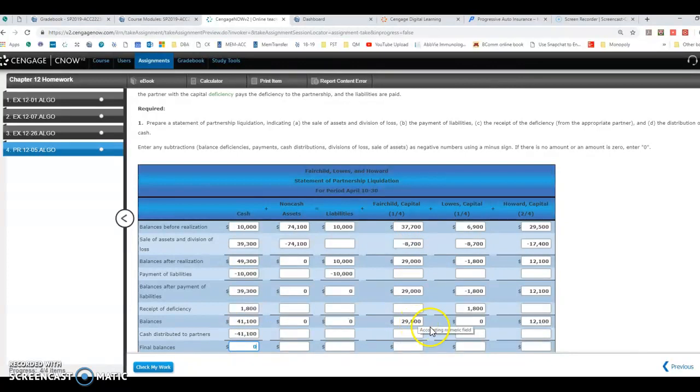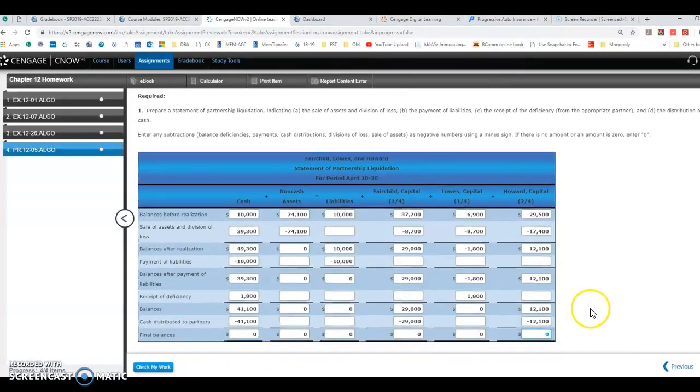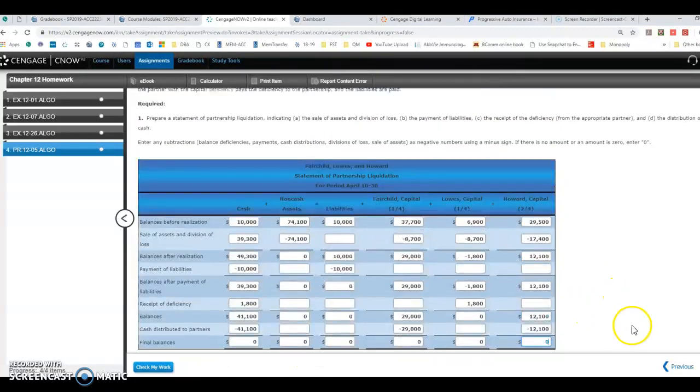We don't have to make any calculations at this point. We just give it to them in the amount of their capital account. So this person's going to get $29,000, and this person is going to get $12,100. Okay, and when we're done, everything is 0.